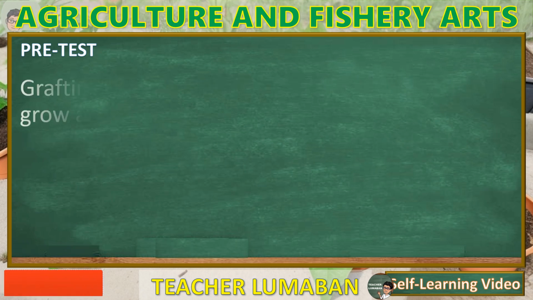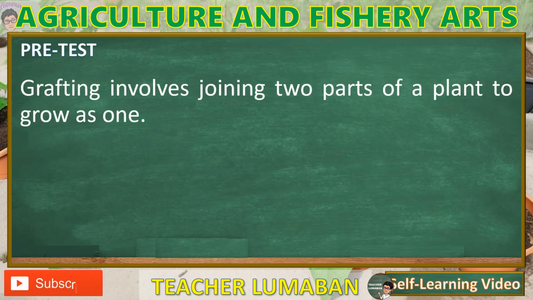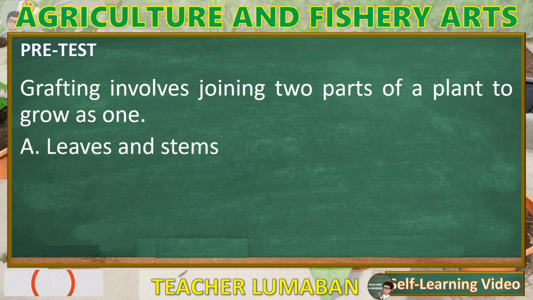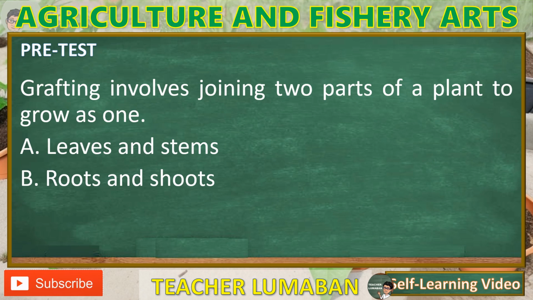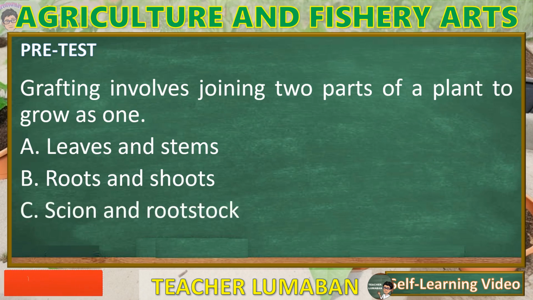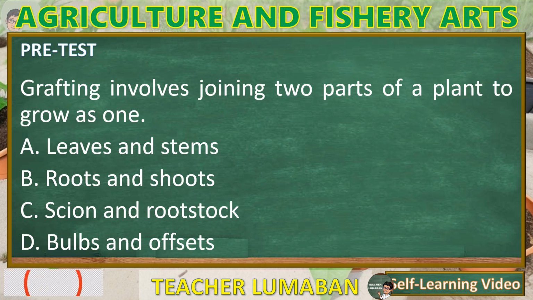Grafting involves joining two parts of a plant to grow as one. A. Leaves and stems. B. Roots and shoots. C. Scion and rootstock. D. Bulbs and offsets.